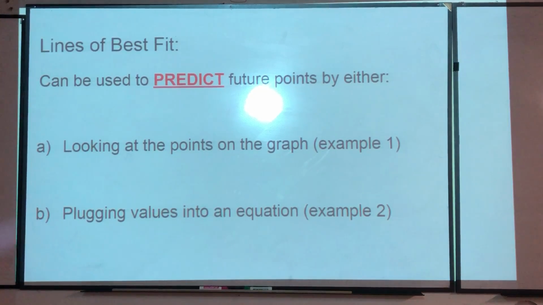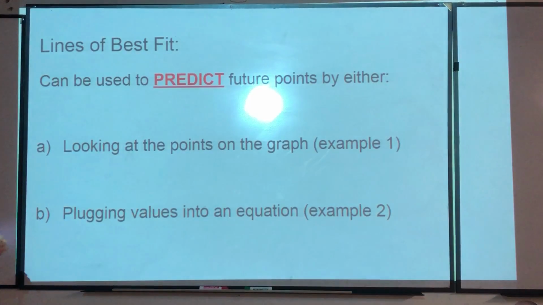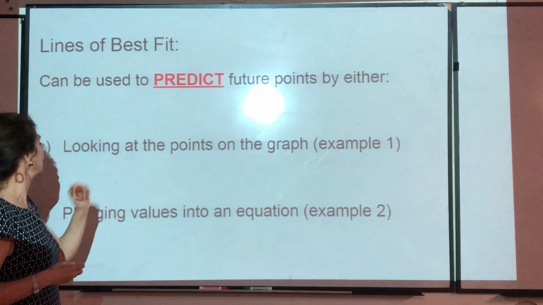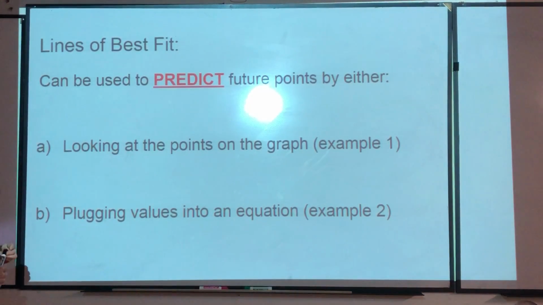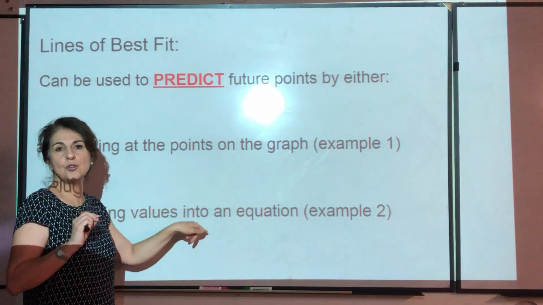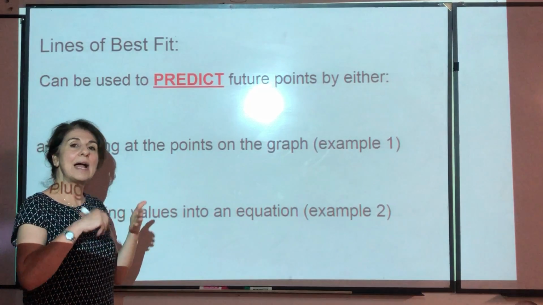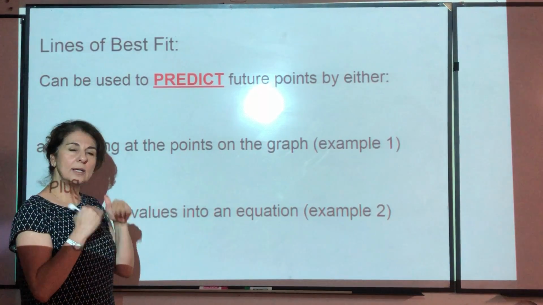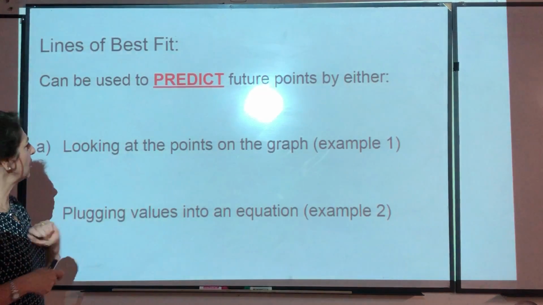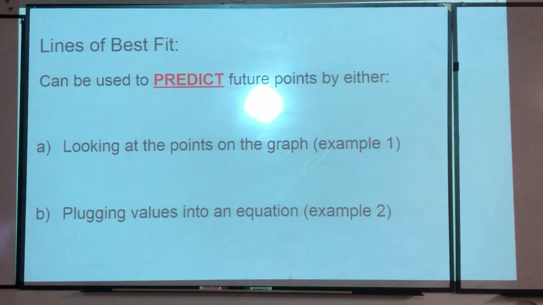So the lines of best fit are used to do what? Predict future points, either by looking at the points on the graph, which is the example we are going to see next, example number 1, or by plugging values into an equation. Here we are going to be reminded of how to use the slope-intercept form of the equation of a line, y equals mx plus b. So there will be a quick recap for you. But first, we are going to see how to do this using points on the graph.